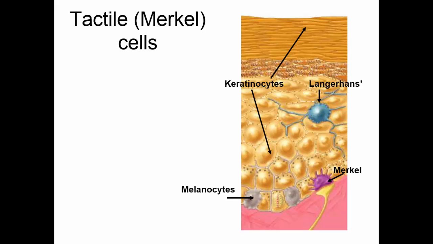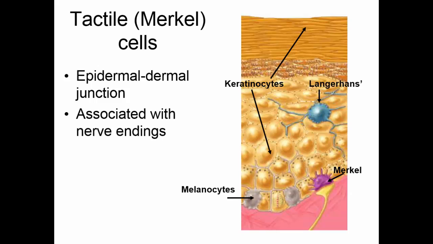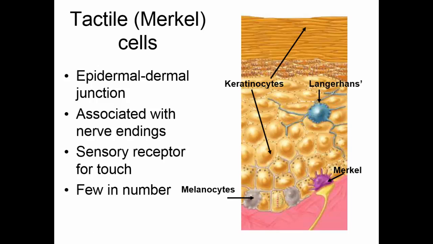The Merkel cells are tactile cells. They help us with our sense of touch. They are found at the junction between the epidermis and the dermis. They are associated with nerve endings. This is a nerve coming up to this Merkel cell right here, and they are sensory receptors for touch. We don't have a lot of these, but we do have other more complicated touch receptors in the dermis.